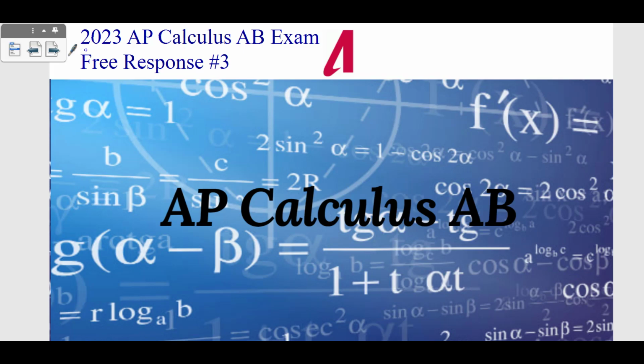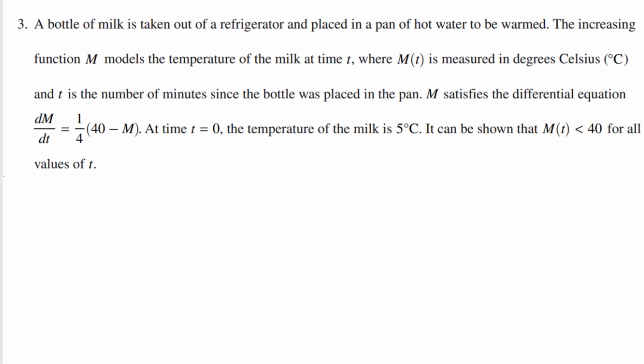So let's get to this problem. This is question number 3, the start of the non-calculator questions. And you can see it's a differential right away. It's something about a bottle of milk. M of t is measured in degrees Celsius, t is the number of minutes, and M of 0 equals 5 degrees Celsius. That's a big thing we want to make sure we understand, as well as your temperature is always going to be below 40 degrees.